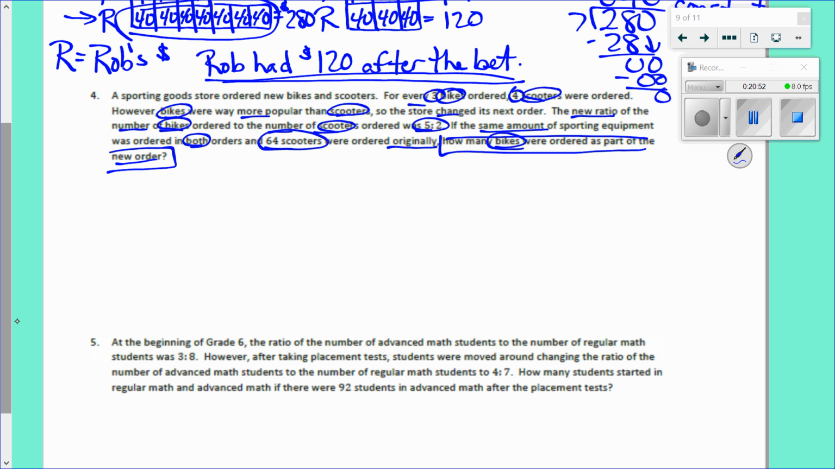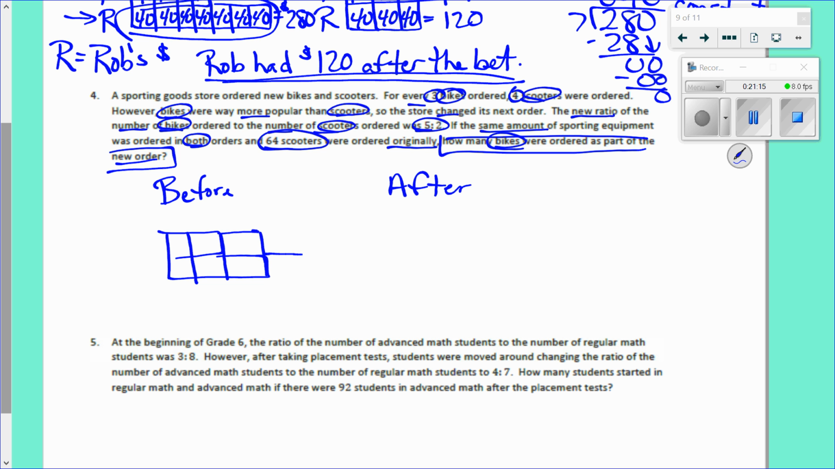But we now have it set up. So I have a before, or the original order, and an after. So after they figured out what was actually popular. Before, it was 3 bikes for every 4 scooters. So we're going to do 3 to 4. 4 is on the bottom, sorry. And that is going to be, again, in order, bikes to scooters. So bikes to scooters. B is the number of bikes. S is the number of scooters.